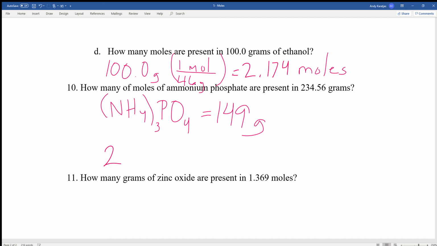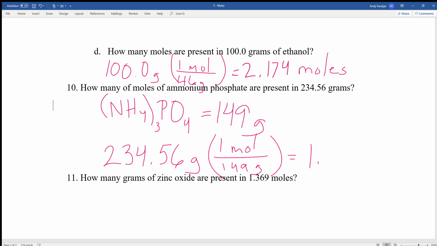So now we can take our mass of ammonium phosphate times 1 mole over 149 grams is equal to 1.57 moles.